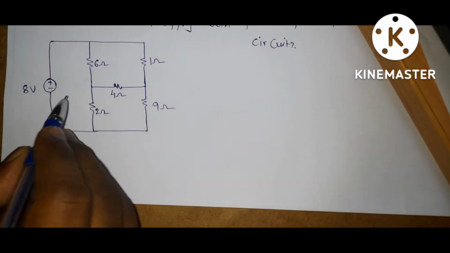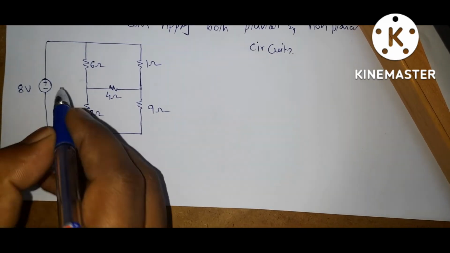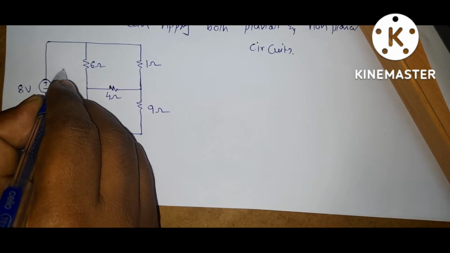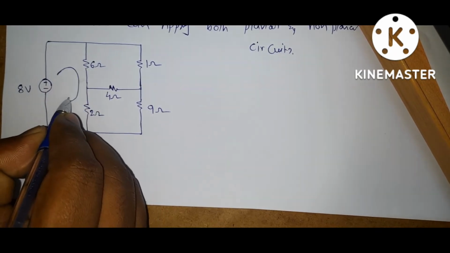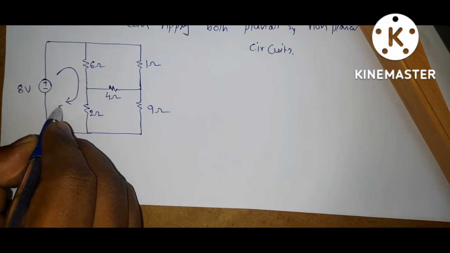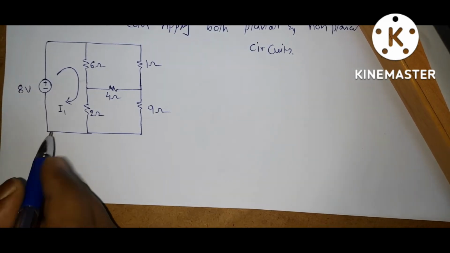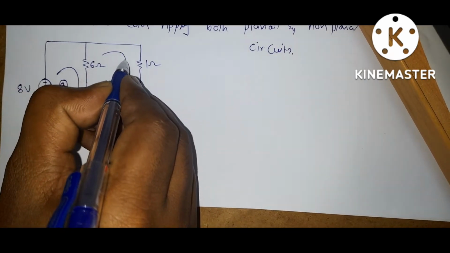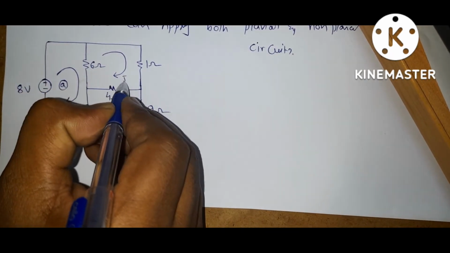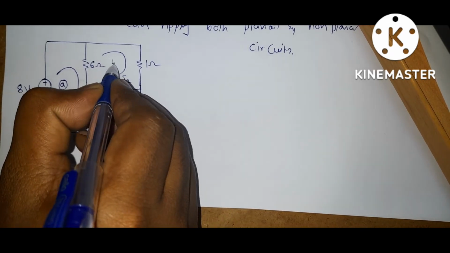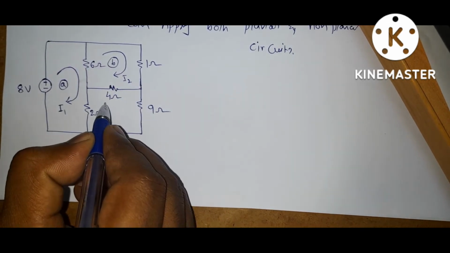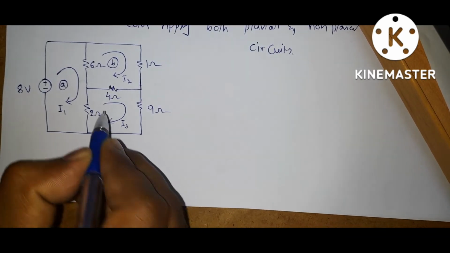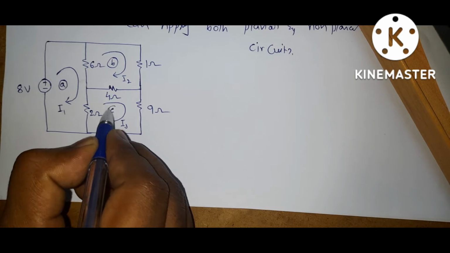Okay, now this is the circuit. First consider 3 loops. Let us assume loop currents. I consider this as I1 and the direction is clockwise. Let it be loop A. Next, the direction is clockwise, and this loop is I2. Let it be loop B. Next, this is loop C, the third loop. The current is I3.